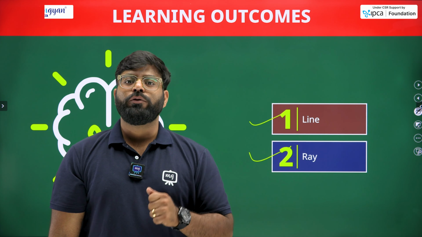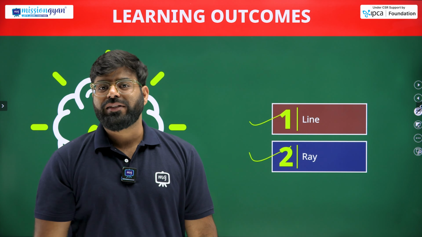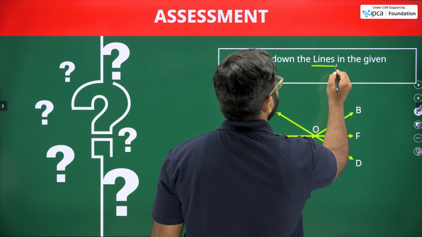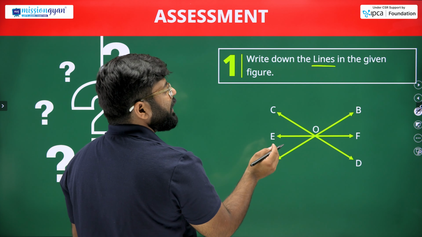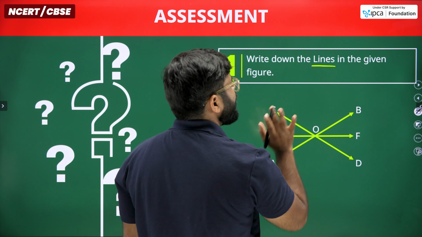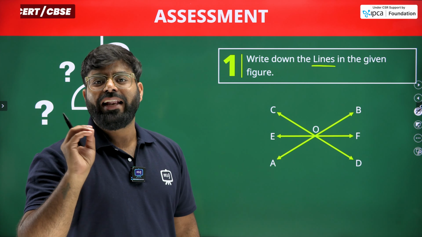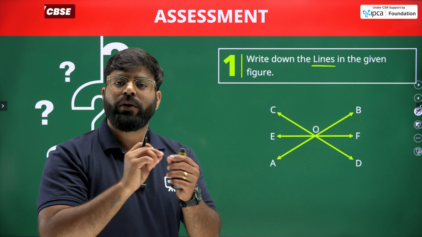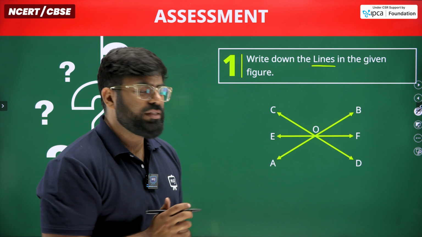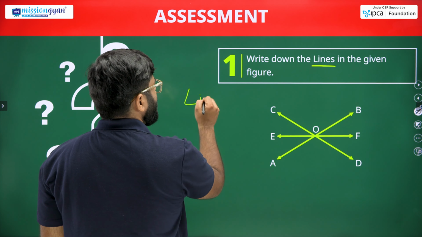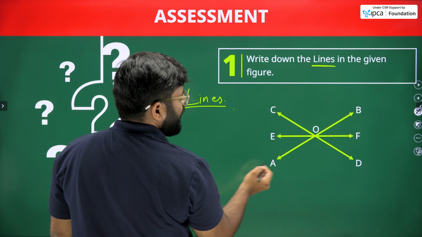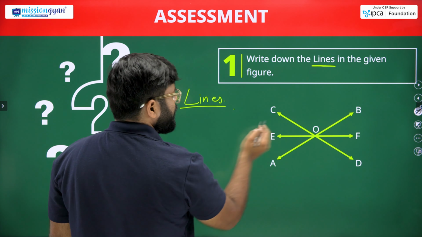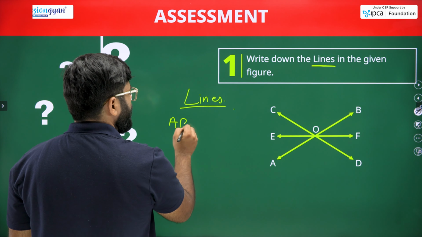If yes, let's move towards the assessment. The first assessment is saying, write down the lines in the given figure. You have to write down the names of lines in the given figure. And we know that lines have no endpoints. That means you have to check the lines that are going endlessly in both directions. So let's check what are the lines in the given figure. Can we say we do have line AB? That means we do have points A and B. So we can say that we do have line AB.